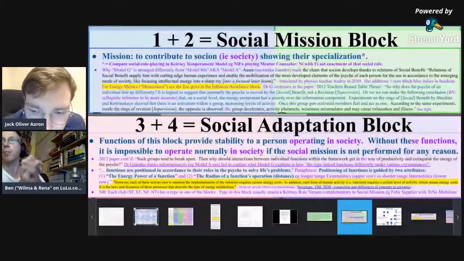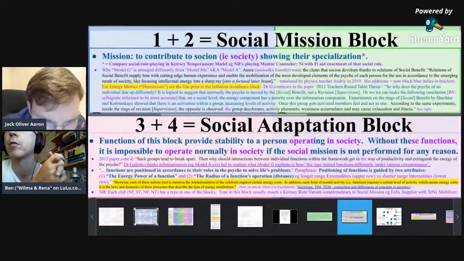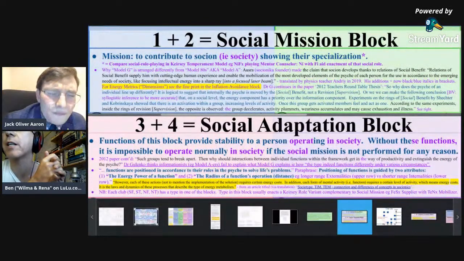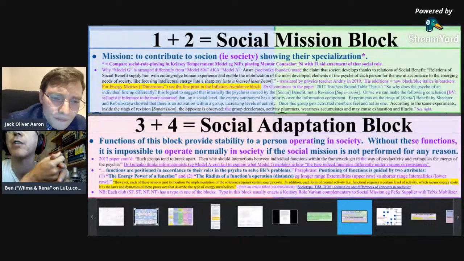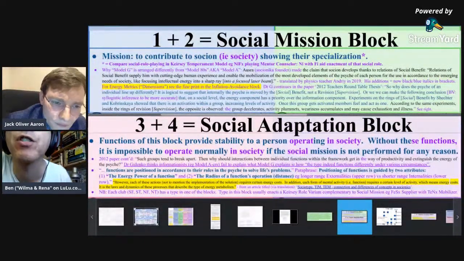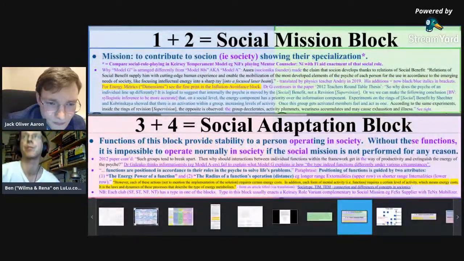this bit's important. However, each of these actions, not to mention the implementation of the solution, requires energy costs. In addition, each form of mental activity, i.e. function, requires a certain level of activity, which means energy costs. These are the laws and dynamics of these processes that describe the type of energy metabolism.